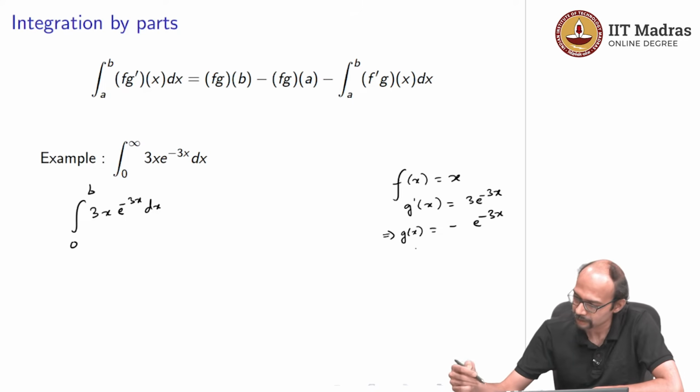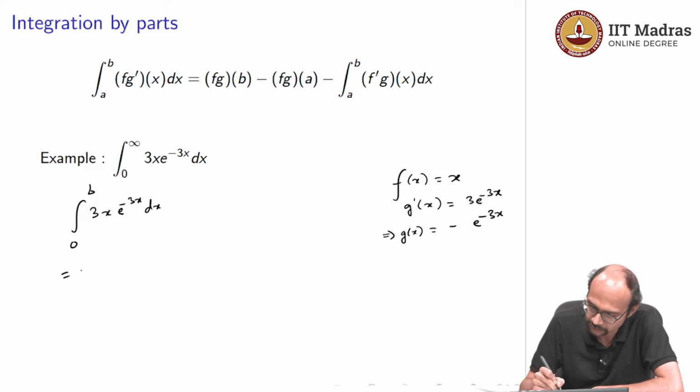So indeed, this function minus e to the power minus 3x is the integral of 3 times e to the power minus 3x, and so I know f, I know g. f prime is particularly nice because when I differentiate x I get 1. So, I am in a position to apply this formula. Let us do that. First, let us consider what is f times g.